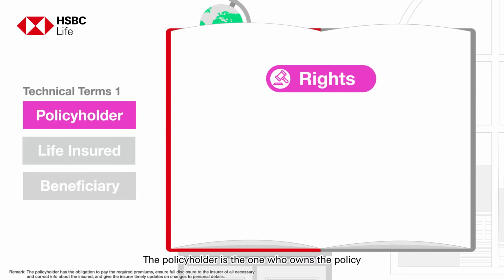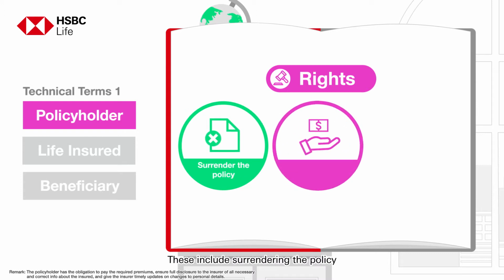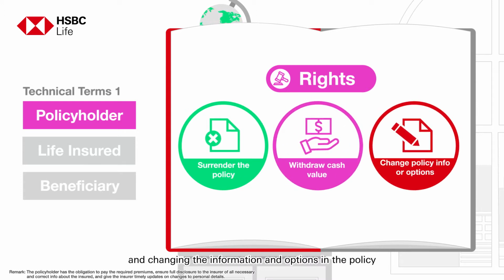The policyholder is the one who owns the policy and, as such, can exercise the rights stated in the policy provisions. These include surrendering the policy, withdrawing the cash value, and changing the information and options in the policy.